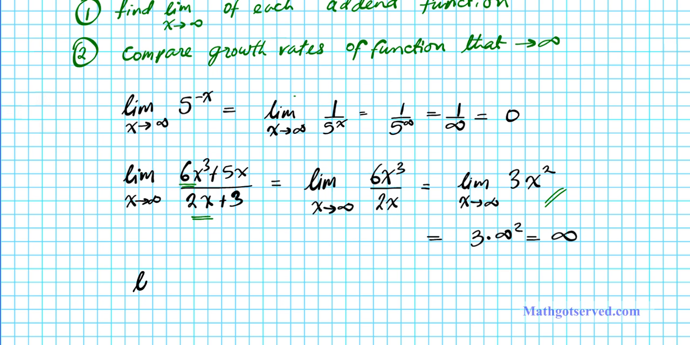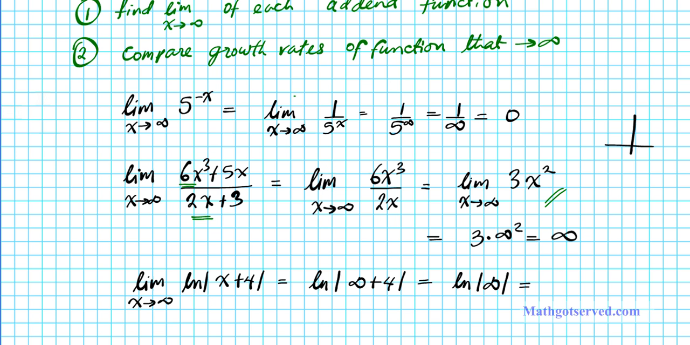We want to look at the limit as x approaches infinity of the natural logarithm of the absolute value of x plus 4. We can just do a direct substitution here. We have the natural logarithm of infinity plus 4, which is the natural logarithm of infinity. As you tend towards infinity, how does a natural logarithm function behave? It tends towards infinity, albeit slowly. So this is also infinity. So the first term doesn't really count. These two are the terms that go towards infinity as x approaches infinity.